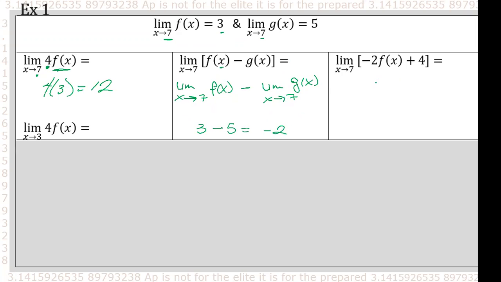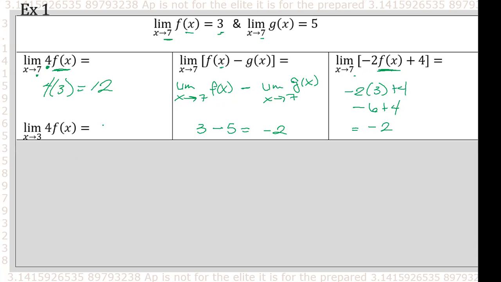Similarly, these can get a little more complicated, but it's overall the same thing. So we know the limit as x approaches 7 for f is 3, so it's going to be -2 times the limit of 3 plus 4. So this gives me -6 plus 4, which gave me a -2 as this answer.